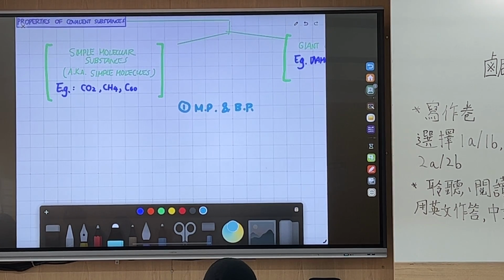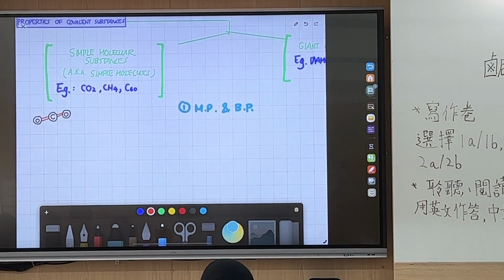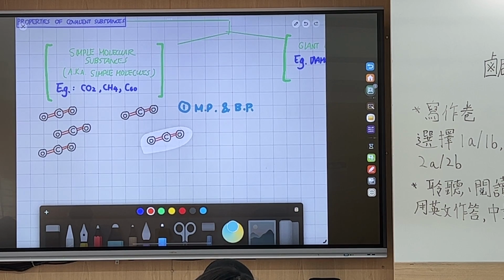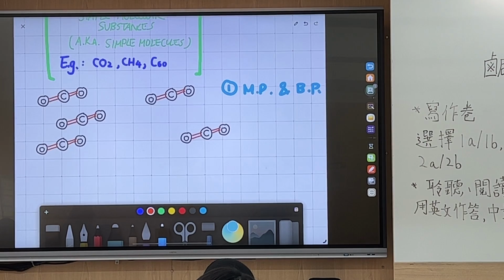When we look at simple molecules, what do we call the interaction within the molecules? Do you remember? Within the molecules, there are strong covalent bonds. So let's draw CO2 here as an example. When you want to melt or boil CO2, what do you need to break? Only the weak intermolecular forces.